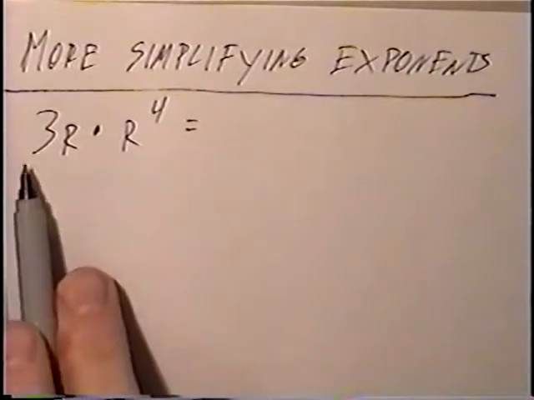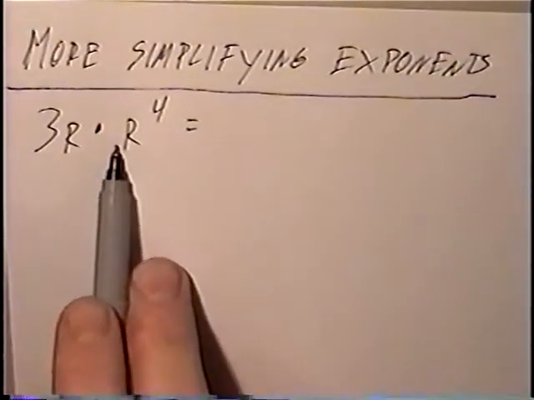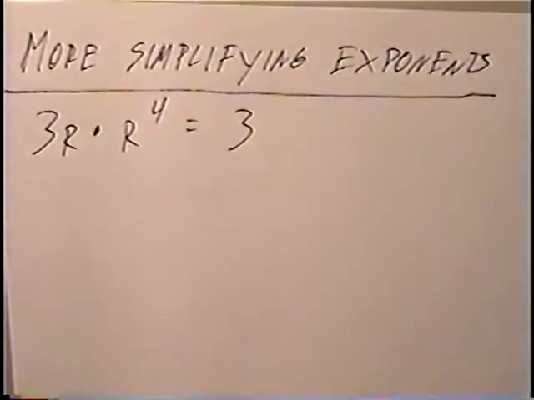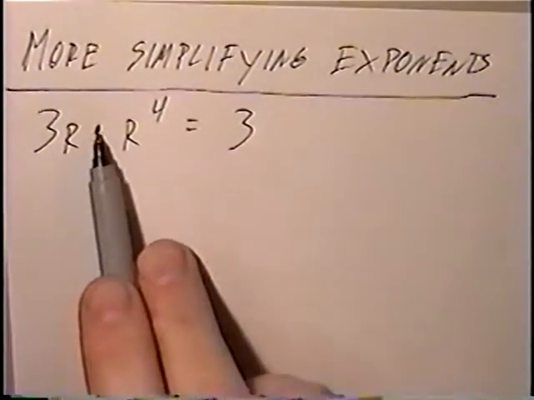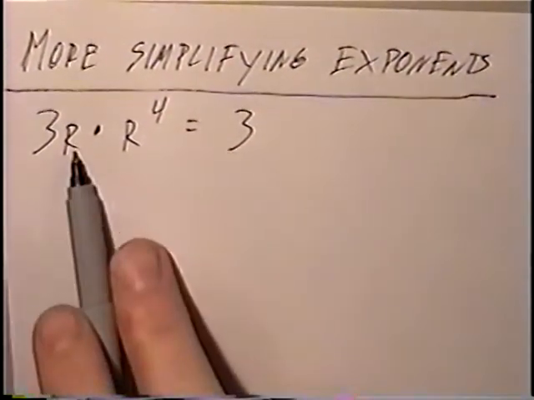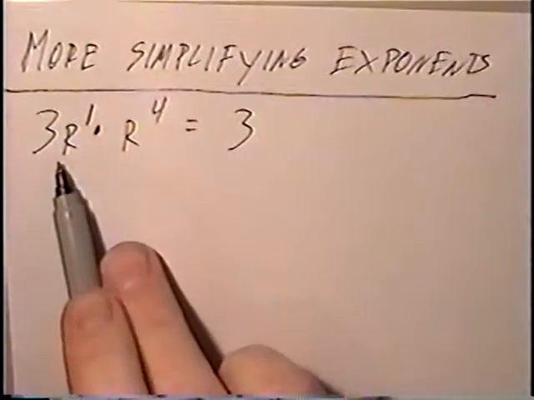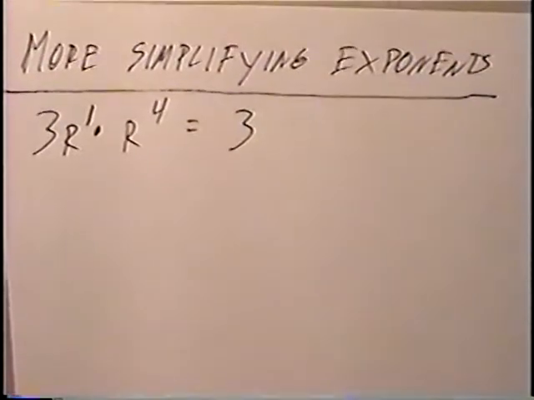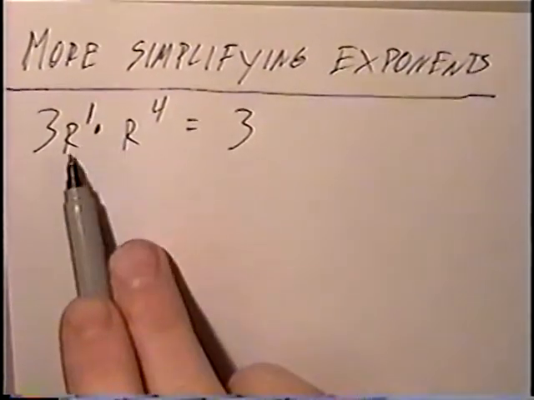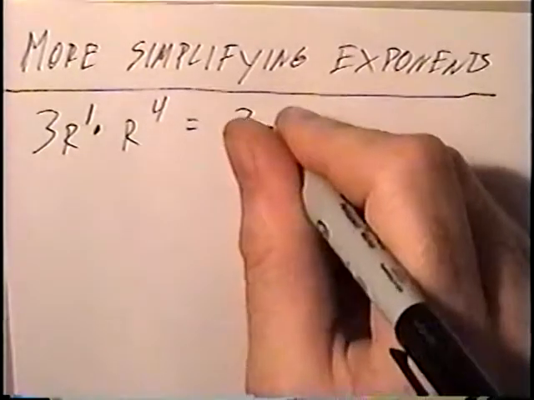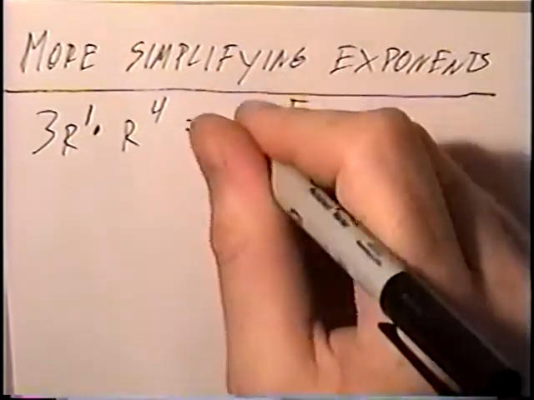Simplifying this question, if we have a single coefficient 3 and there's no other coefficient or number to multiply by, the 3 would stay the same. R times r to the 4th. If you have a variable without the exponent, you can always add a 1 on there. So r is the same as r to the 1st power. And again, when we're multiplying the same base, the same variables, the exponents we can add. So our final answer would be 3r to the 5th.